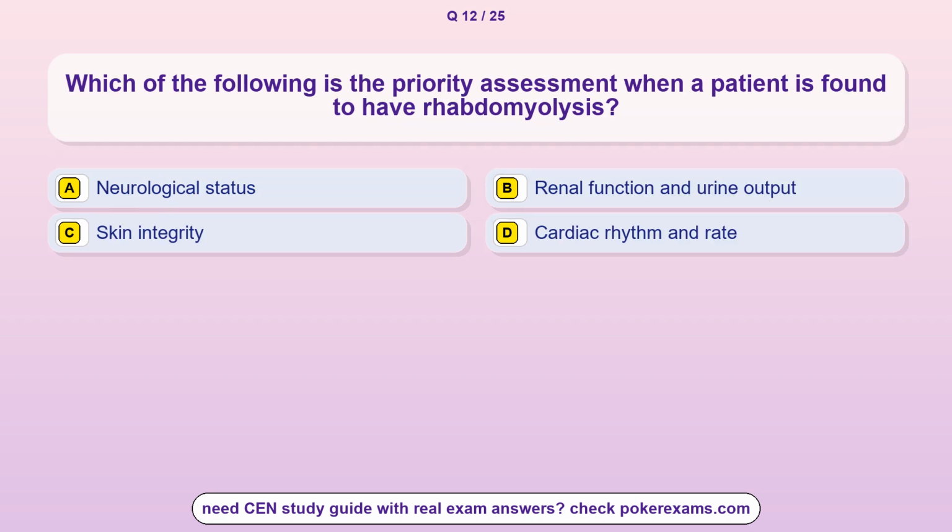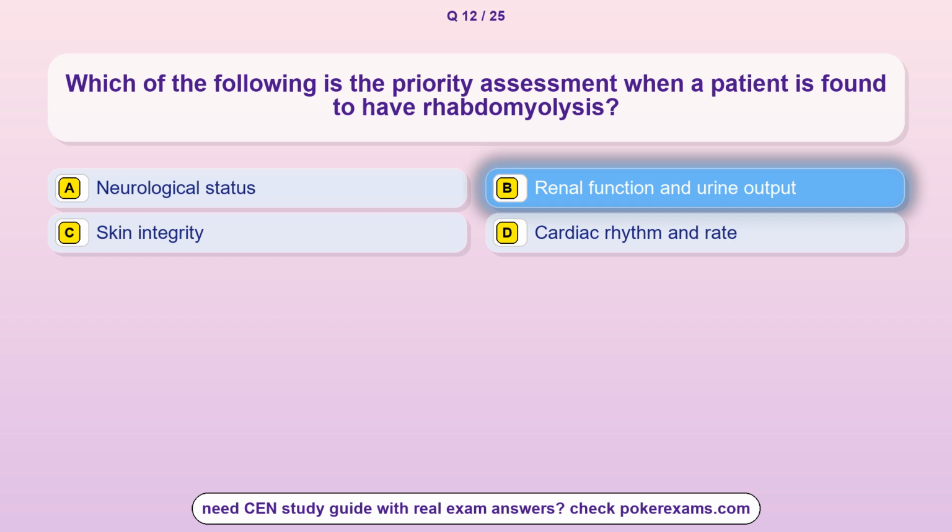Question 12. Which of the following is the priority assessment when a patient is found to have rhabdomyolysis? Option A, neurological status. Option B, renal function and urine output. Option C, skin integrity. Option D, cardiac rhythm and rate.